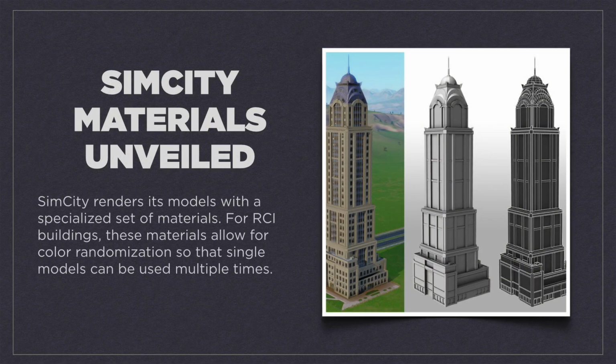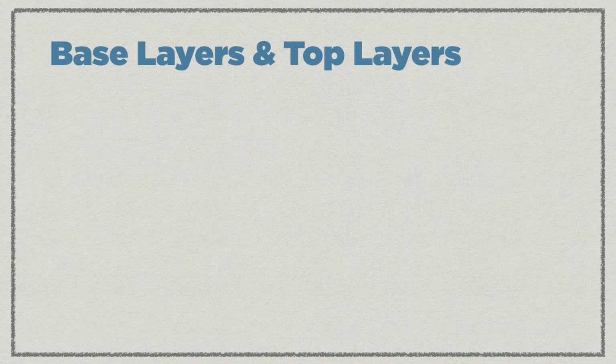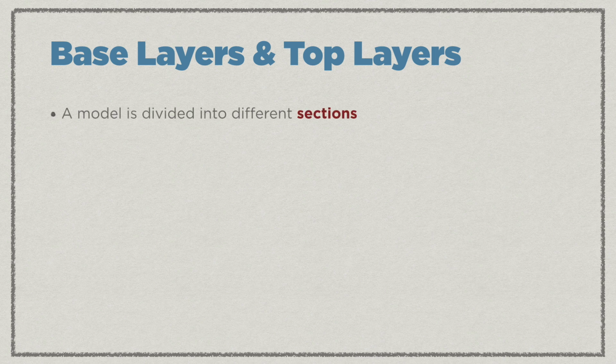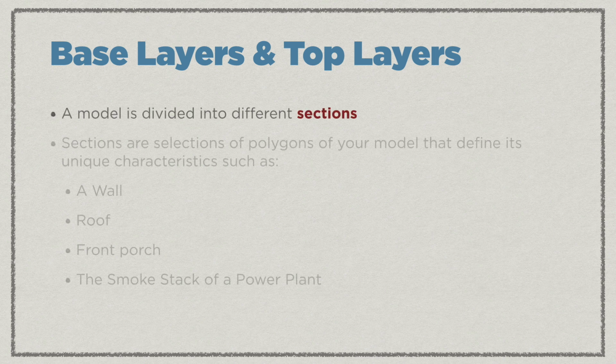So, SimCity renders its models with a specialized set of materials. For RCI buildings, these materials allow for color randomization so that single models can be used multiple times. This repurposing of models and materials also allows for more efficient use of video memory. The attributes used to assign materials to a model are called base layers and top layers. Now, a model is divided into different sections. And sections are simply selections of polygons of your model that define its unique characteristics, such as a wall, the roof, front porch, or the smokestack of a power plant.